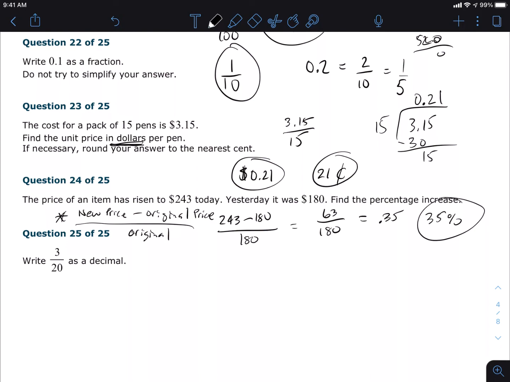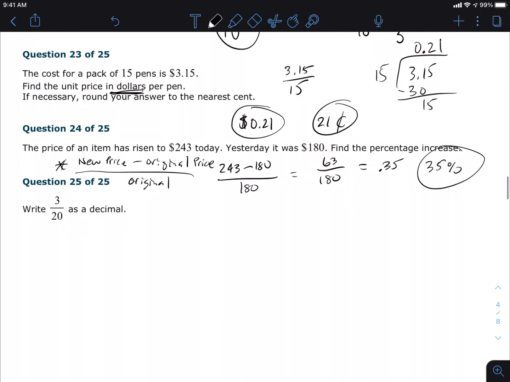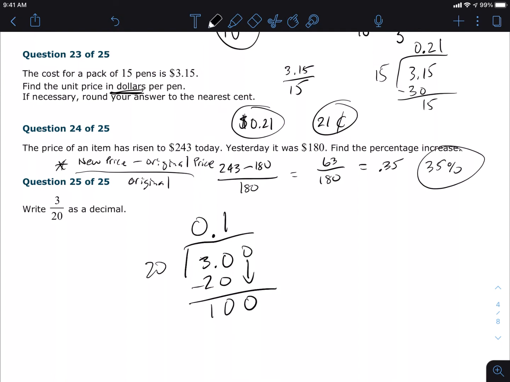All right, and then the last one, it says, write this as a decimal. You already know how to do this now. This is 20, this is 3. Too small, so I need the 0. It goes in once. That's going to be a 1 minus 0. I need a 0. How many times does 20 go into 100? That is 5. And so there is my answer. We okay with that?